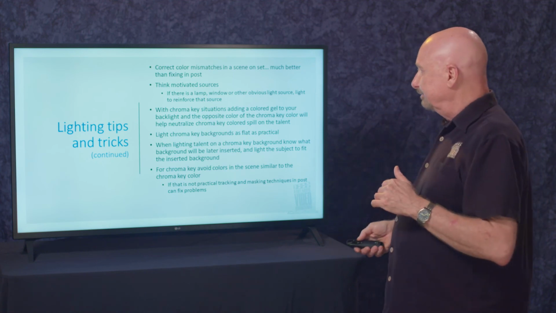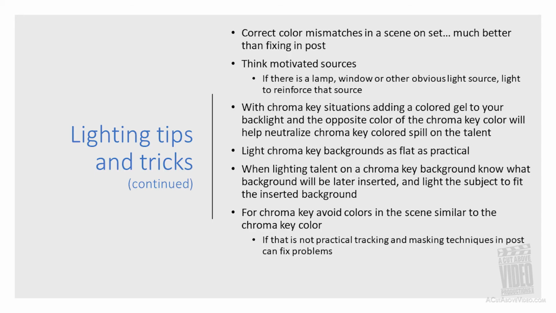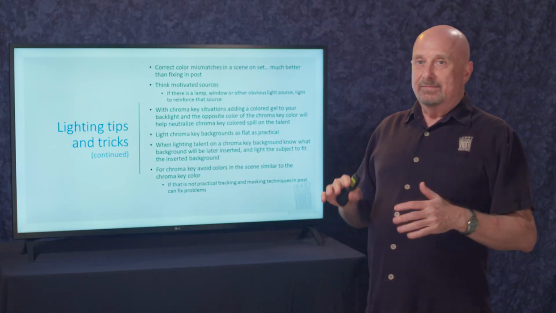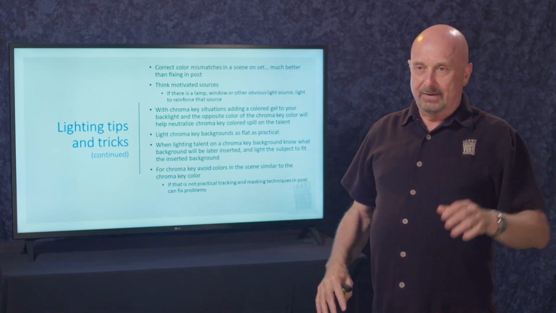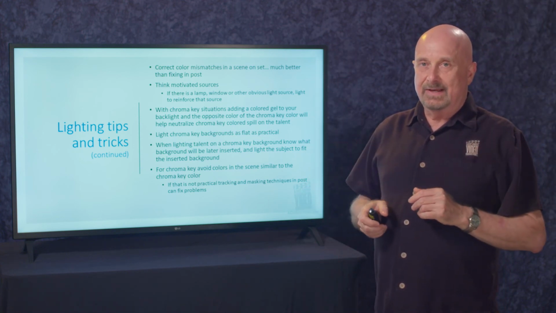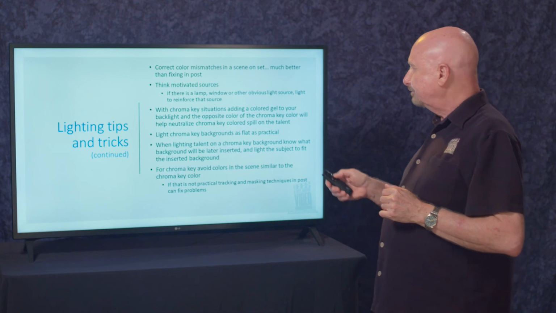So it's a little trick to minimize the color correction you'd have to do on a person in post when you're doing chroma key. Light chroma key backgrounds as flat as practical, and that's just to keep your post-production keying simpler. If you have all different shadings in the background, you can have chaos when you're trying to chroma key.